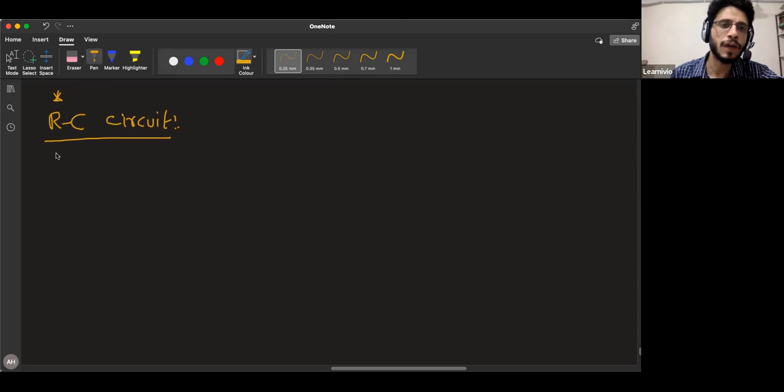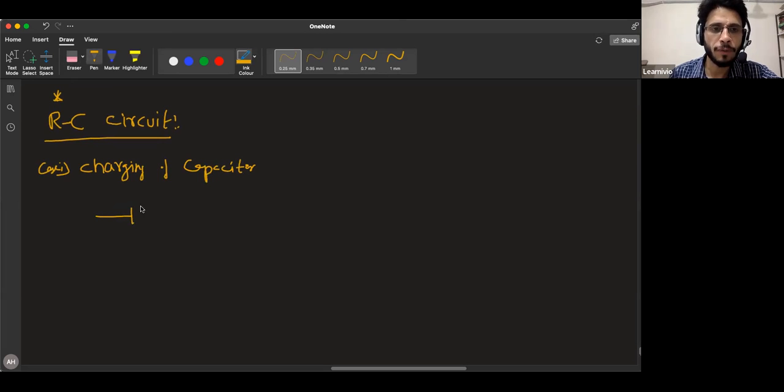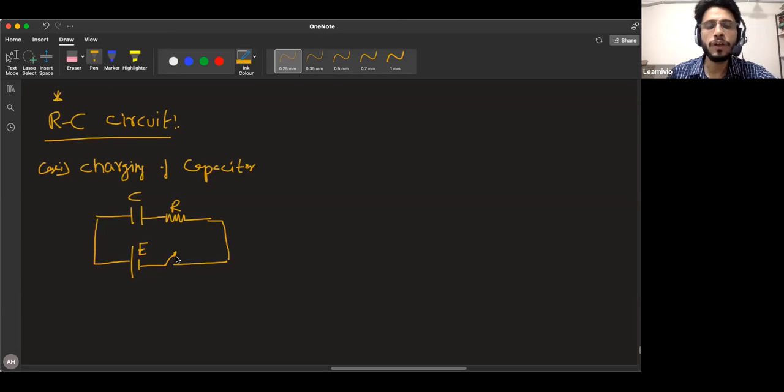So in RC circuits, we have two cases. Case one, which is charging of capacitor. So here you have a capacitor. You connect this capacitor to a resistor and you connect this to a cell with a key. The EMF of the cell is E. Now, when you close this key.